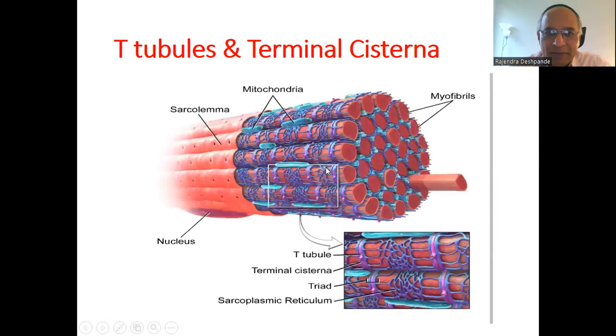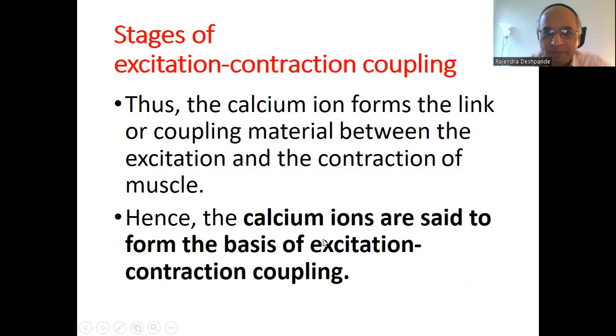Next, here you can see the sarcolemma. Then these are the mitochondria. These are the myofibrils. Then here you can see again the T-tubules, transverse tubules, terminal cisternae, and the triad. Sarcoplasmic reticulum. This is the structural and functional unit of the muscle. Now, calcium ions form the link or coupling material between the excitation and the contraction of the muscle. Hence, calcium ions are said to form the basis of excitation-contraction coupling.